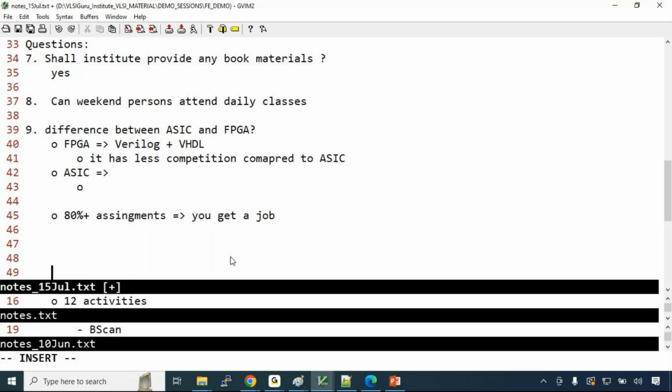At 80% of the assignments, when you do, you personally will feel that confidence, because I'm not talking about one day or one week. I'm talking about a period of 6-7 months. You're continuously learning the things and completing the assignments. You will feel the confidence yourself.